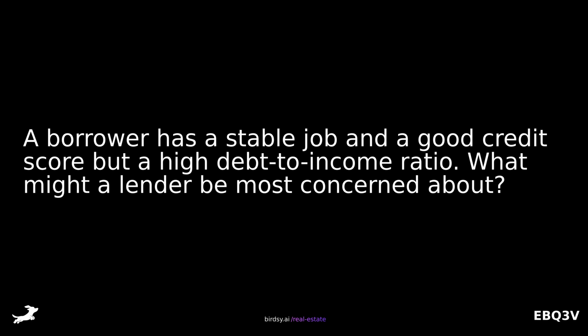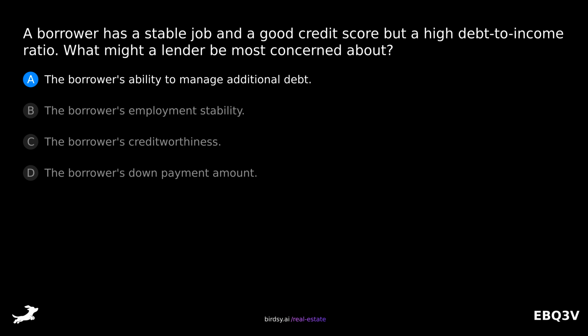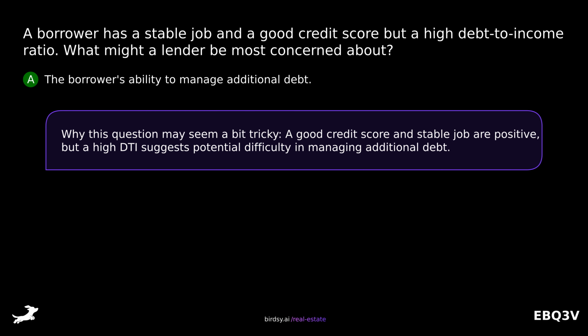A borrower has a stable job and a good credit score, but a high debt-to-income ratio. What might a lender be most concerned about? Is it A, the borrower's ability to manage additional debt, B, the borrower's employment stability, C, the borrower's creditworthiness, or D, the borrower's down payment amount? The answer is A, the borrower's ability to manage additional debt. Why this question may seem a bit tricky. A good credit score and stable job are positive, but a high DTI suggests potential difficulty in managing additional debt.